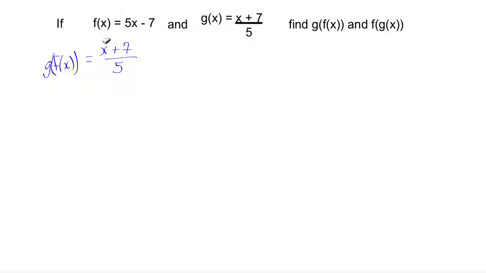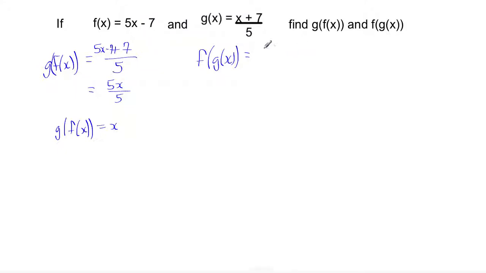Now, don't forget, that's g of x. So if I want g of f of x, I get rid of the x value, and I replace it with 5x minus 7. Now, in the numerator here, I have negative 7 plus 7, which reduces to 0. So I have 5x over 5. So that means that g of f of x is simply x.